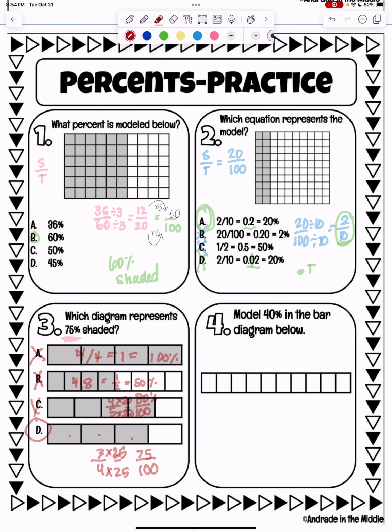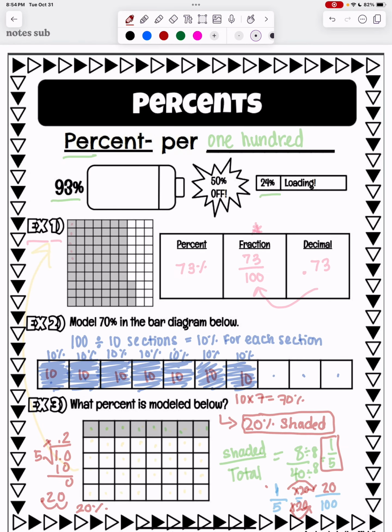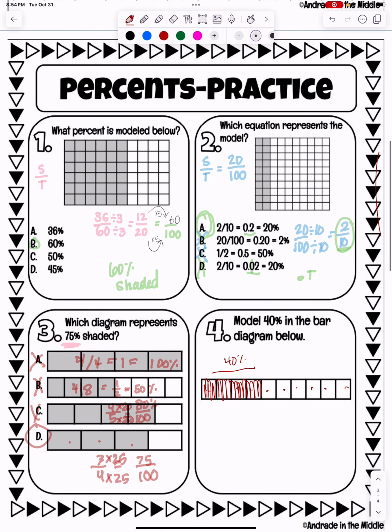model 40% on the bar graph or on the bar diagram below. This is just like this one right here, guys, example number 2. It's shaded in groups of, let's look, 1, 2, 3, 4, 5, 6, 7, 8, 9, 10. So it's 10%, 10%, 10%. So it's 1, 2, 3, 4. That is 40%. Okay. So that is percents.